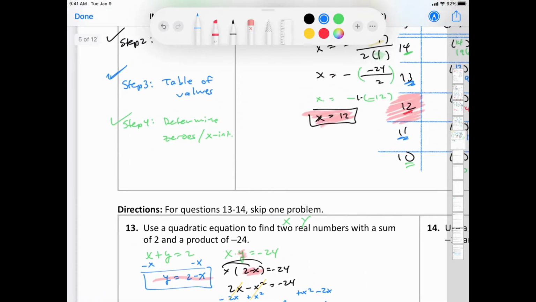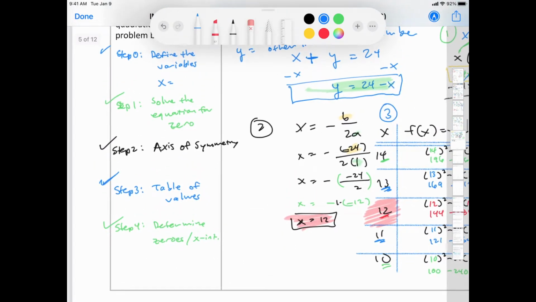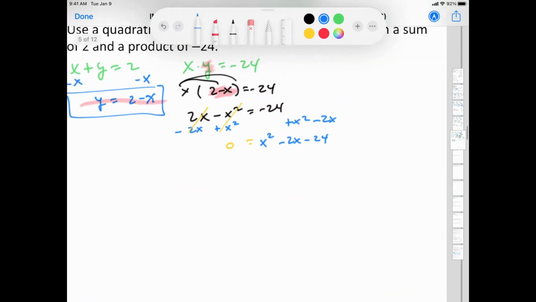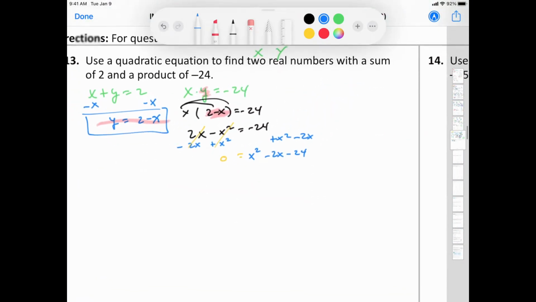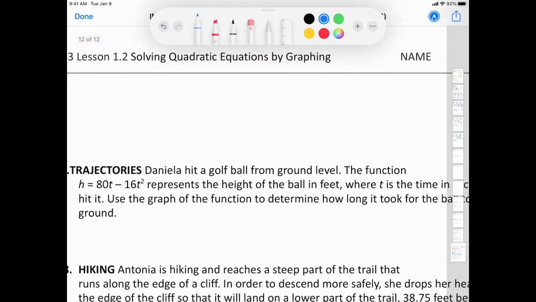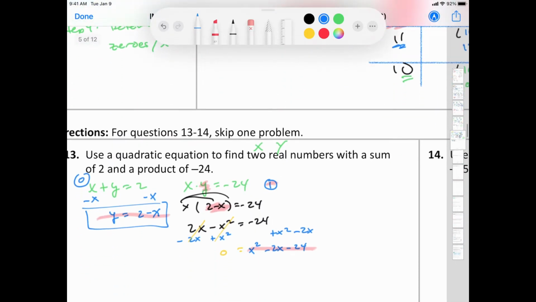Okay, so let's look at our steps above. Step 0, define the variables, solve the equation for 0, and now let's get the axis of symmetry. So this was kind of like step 0. Step 1 here, we got it set equal to 0 right here. And now step 2, we're going to get the axis of symmetry.